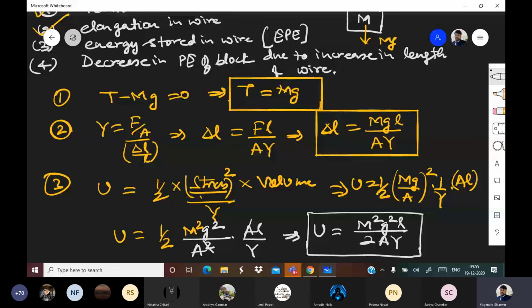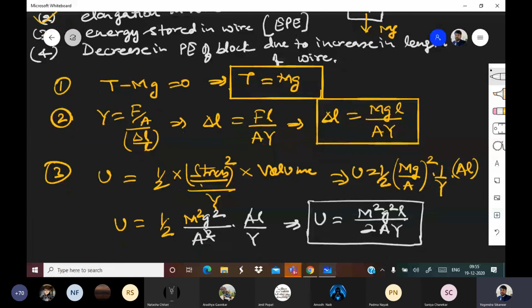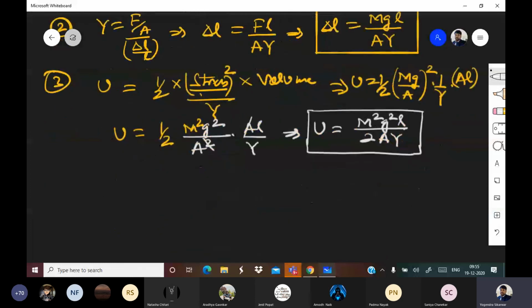Okay. Now comes decrease in potential energy of block due to increase in length of wire. So that fourth part will be very easy. Why? Delta U is equal to mgh. M is the mass of the block, G is g for the block. What is h? h is delta L. As simple as that.